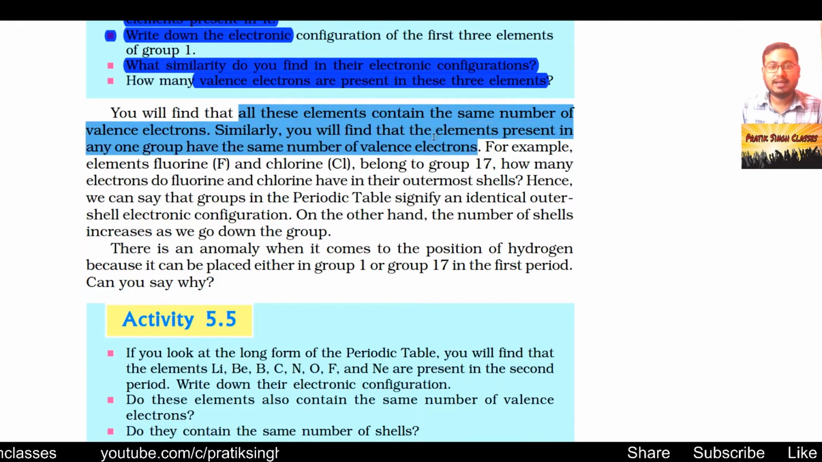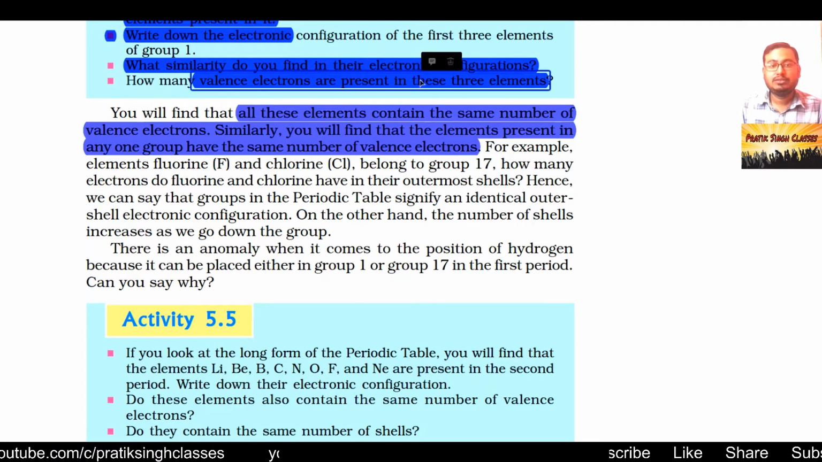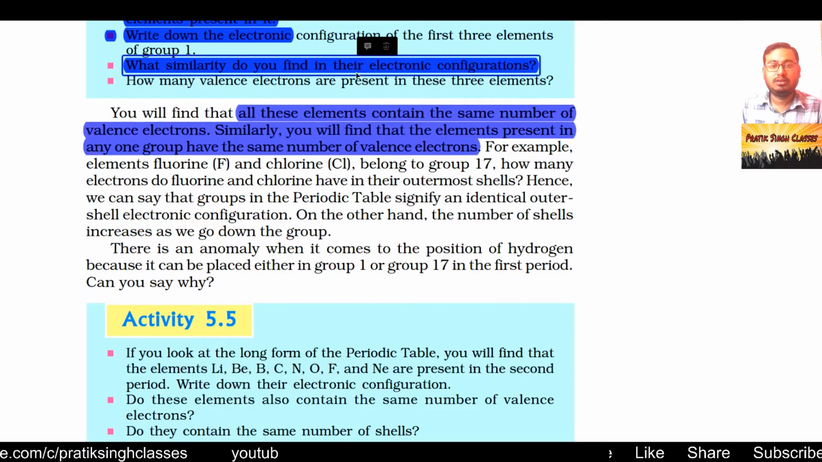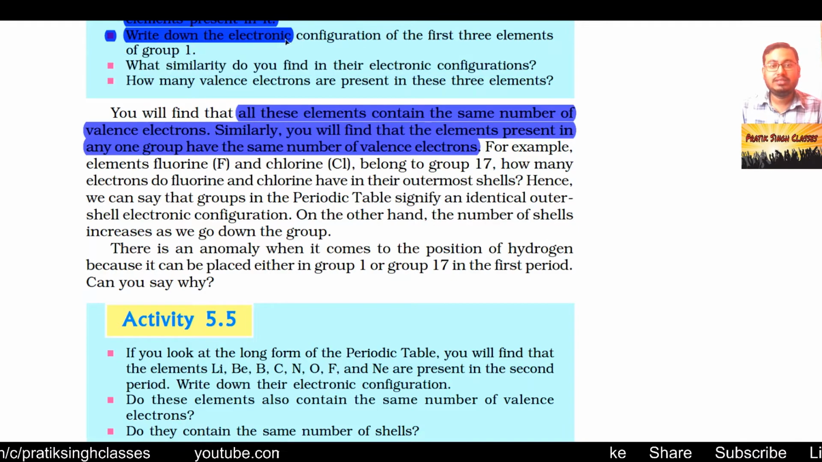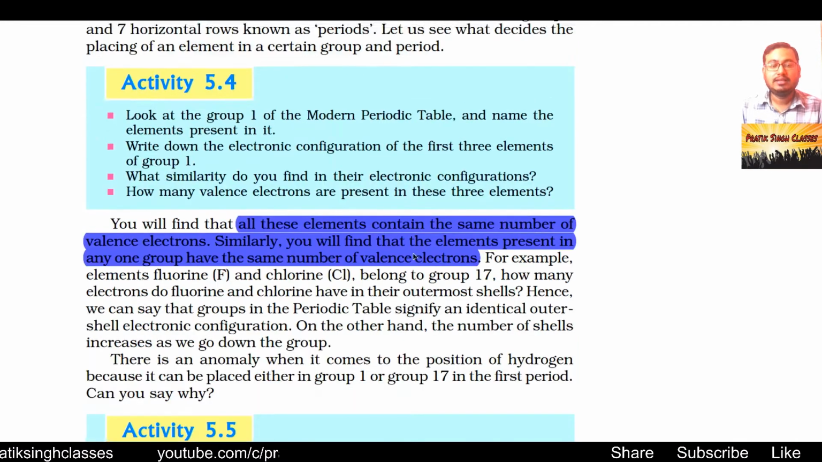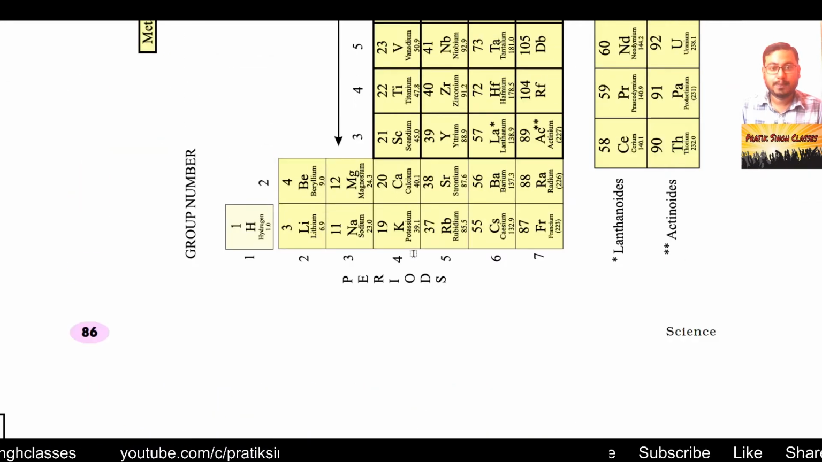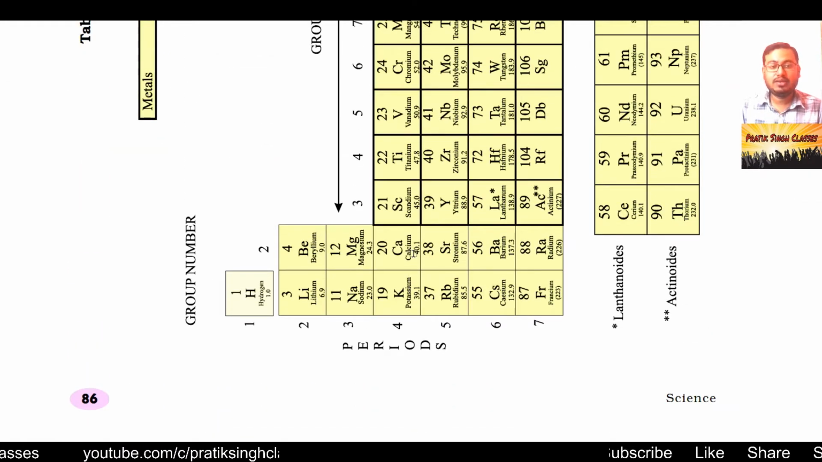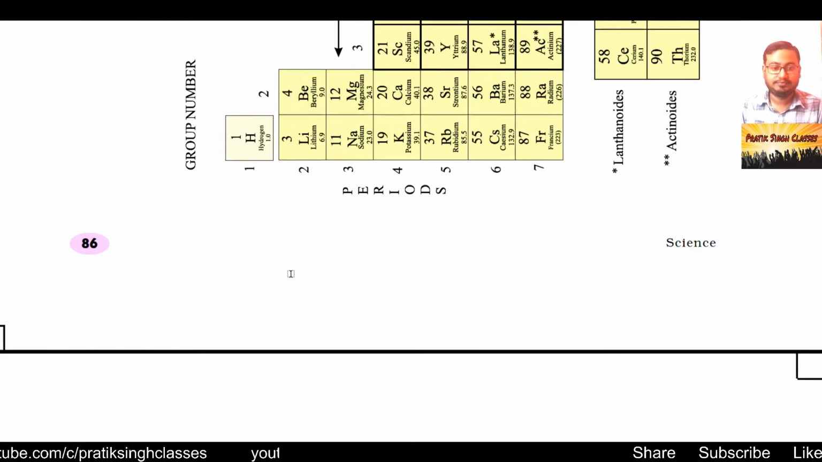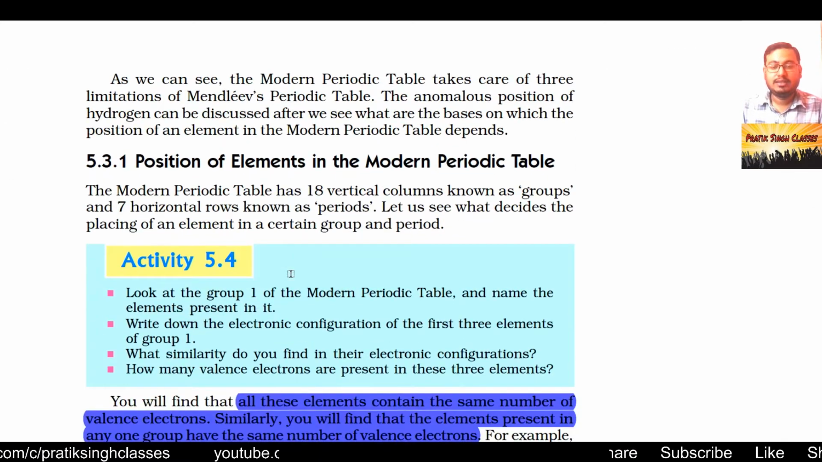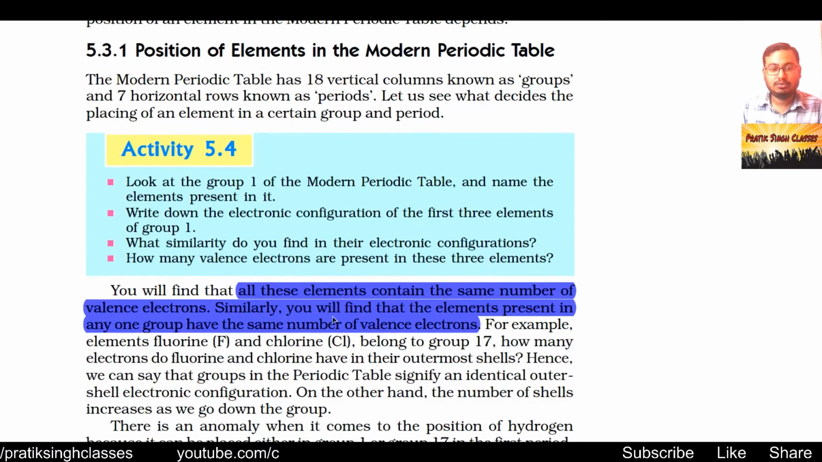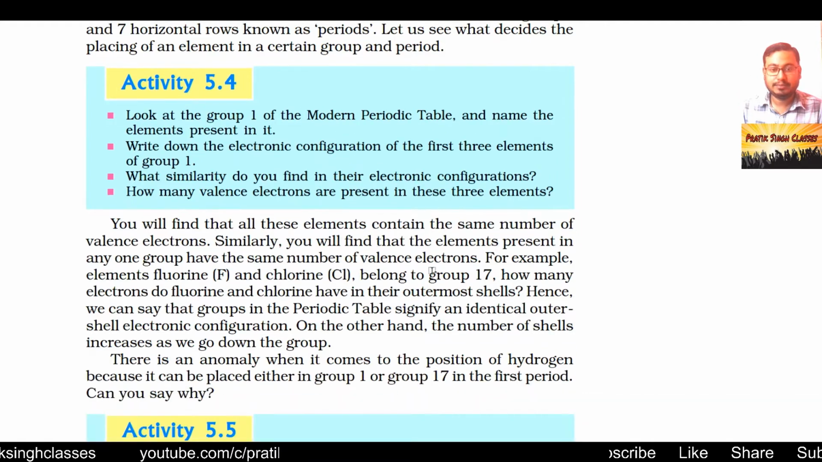Similarly, you will find that the elements present in any one group have the same number of valence electrons. Not only for group 1 or group 2, if you see any other group, you will find that in the electronic configuration of elements of the same group, the number of electrons available in the outermost orbit are the same, or the valence electrons are the same, and so valency also will remain the same.